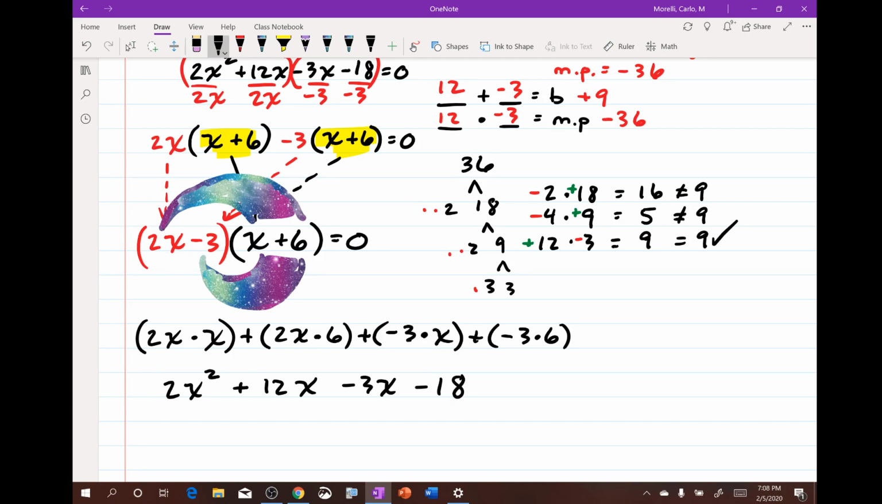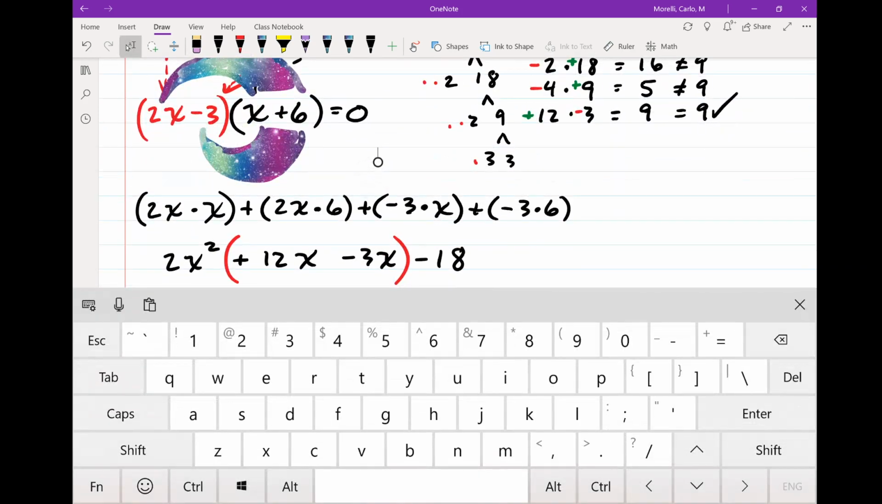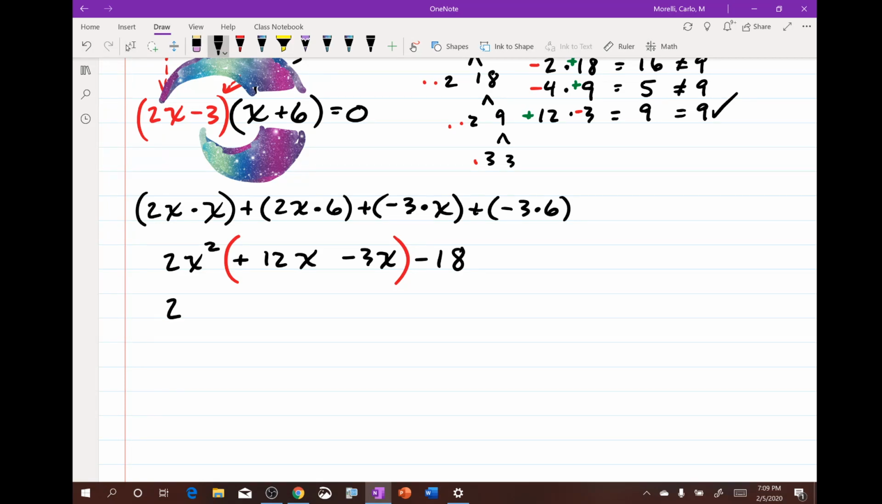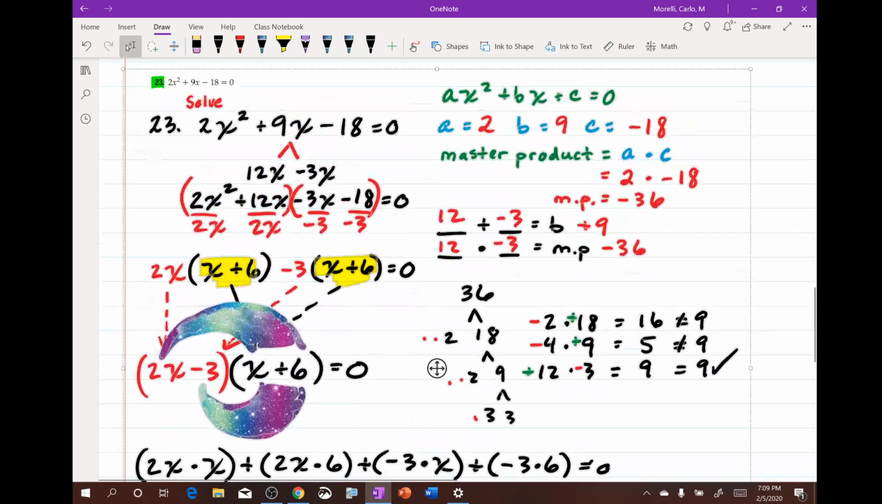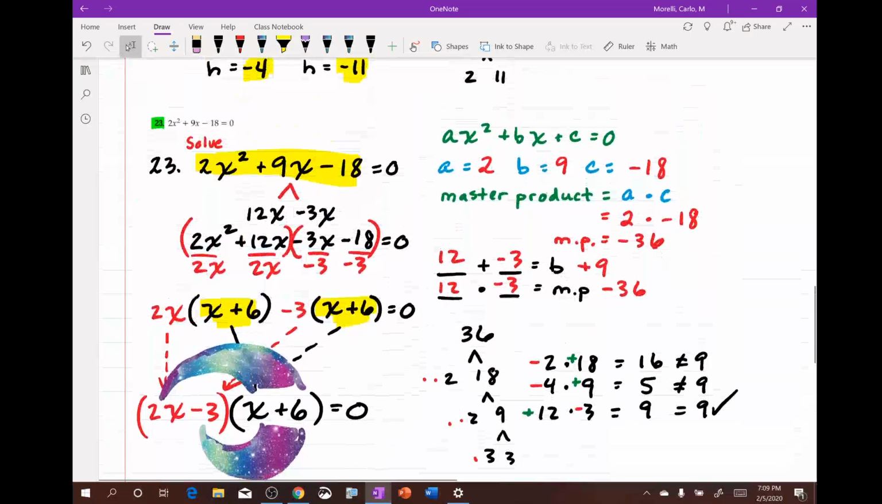So let's combine this back together. These two middle terms will always be like terms. So let's do the math. 2x squared, and then 12x minus 3x is 9x. So that's plus 9x minus 18 equals 0. Okay. Just compare this. Make sure that this is exactly the same as this. Is it? 2x squared plus 9x minus 18. 2x squared plus 9x minus 18. That means you did it right.